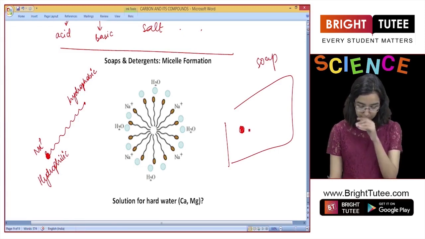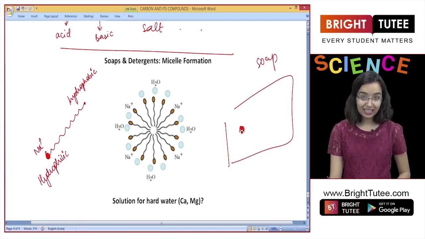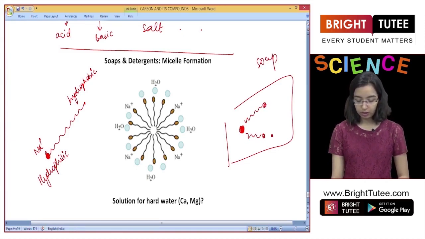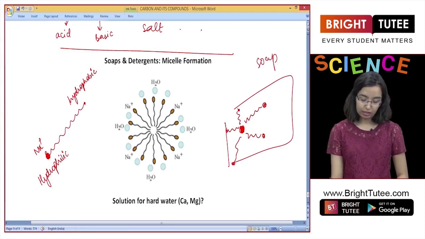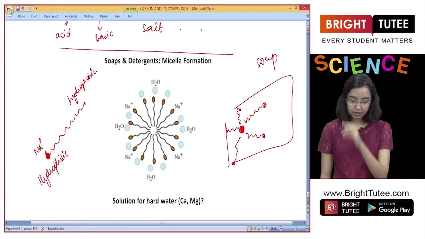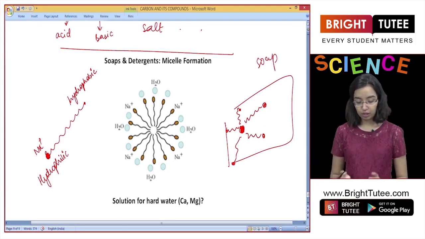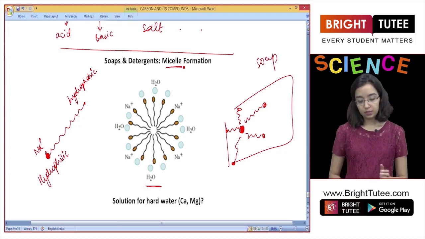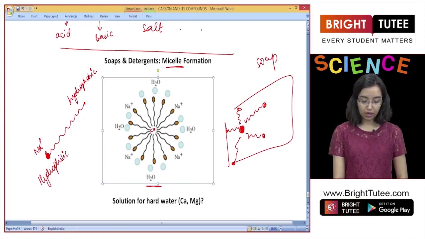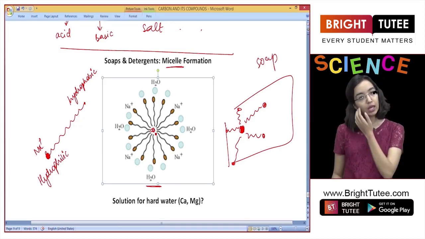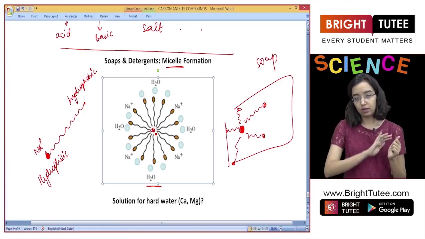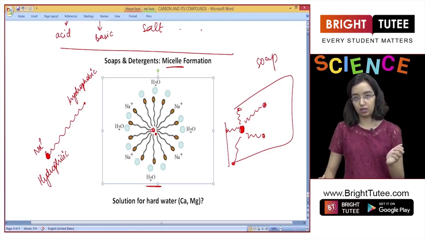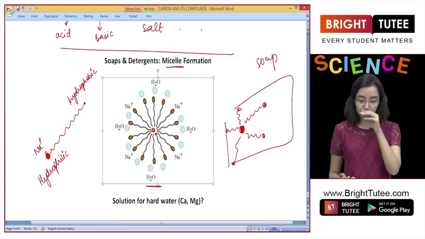So here is the dirt. The dirt is oily and greasy in nature, so it also does not dissolve in water. The carboxylic chain gets around it, and the other end of sodium compounds gets dissolved in water. Because of this special arrangement, which is called a micelle, the dirt particle gets lifted up. Now when you apply force, the dirt will be removed with the micelle. And that is how the cleaning happens with the soap.